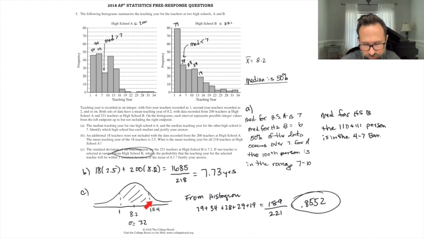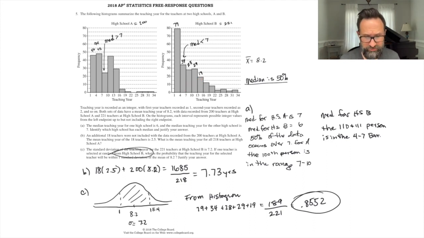I can't use a normal model here because, first of all, it is heavily skewed to the right. So not normal, can't use normal CDF. In fact, if I do, I'm going to get a really incorrect answer. It's like 68%, I think, right? 68, 95, 99.7. So don't use that. It's not normal. You know it's not normal just by looking at the picture.